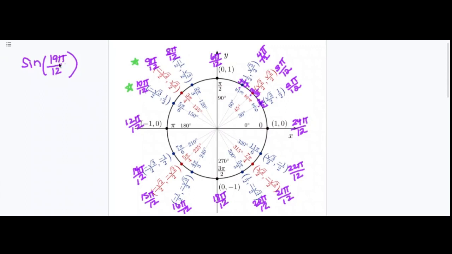So I'm going to rewrite it like that: sine of 9 pi over 12 plus 10 pi over 12. Now this is how we can see this. And now I'm going to change it back to things that I see on the unit circle. So I have sine of 9 pi over 12 is equivalent to 3 pi over 4, and 10 pi over 12 is equivalent to 5 pi over 6.